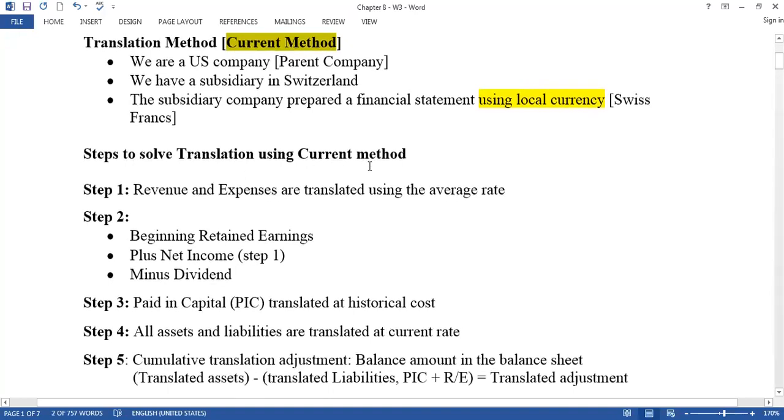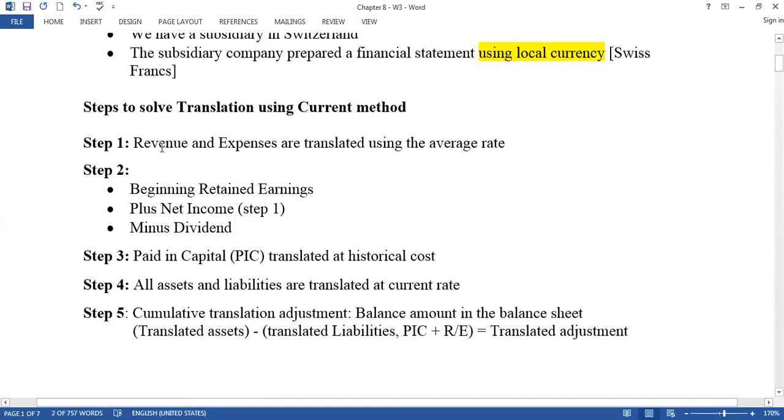for the current method. So first step, revenues and expenses are translated using the average rate. So the exchange rate here, one terminology we are going to use is called the average rate. It is given in the question. What the average rate is given in the question. Although if it is not given in the question, we can easily calculate it, the average rate.